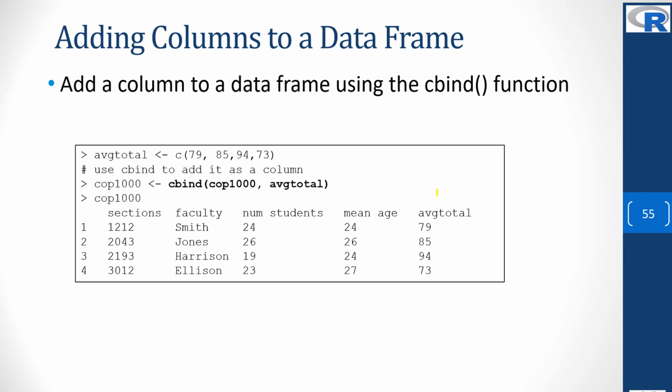If you remember, we added columns to a matrix using cbind. We can add a column to a data frame using cbind. In this case, we have our COP1000 data frame, we want to add the average score for the course as a column to the data frame. So we're going to create the vector, average total. Here are the values, 4 values. We need to match it up with the number of values that are already in there. And we're using cbind to add to the data frame COP1000 the new vector. And so you see the result here. It adds onto the end of that data frame the new column with those values.